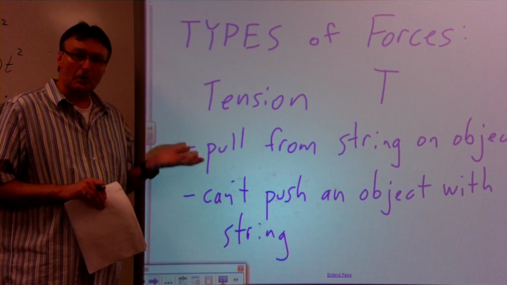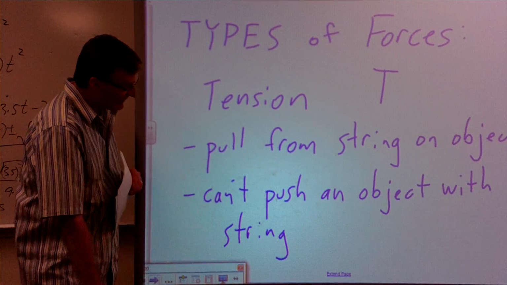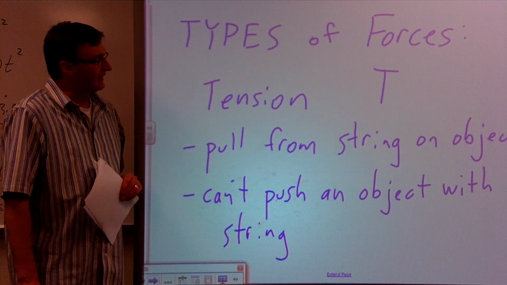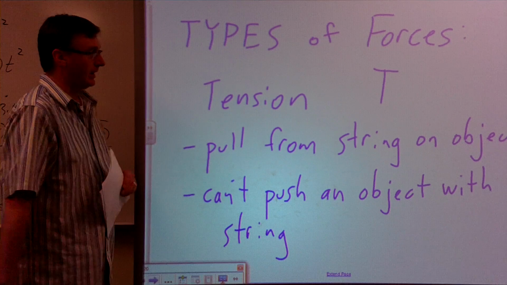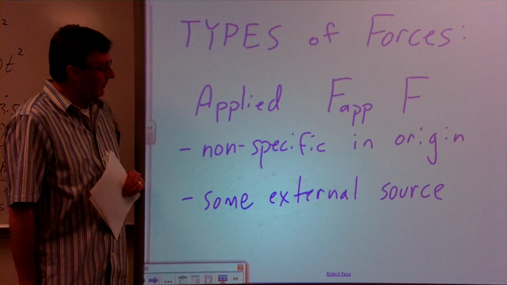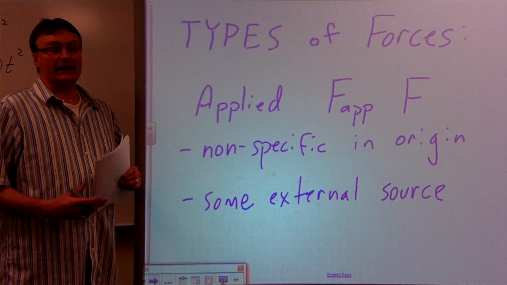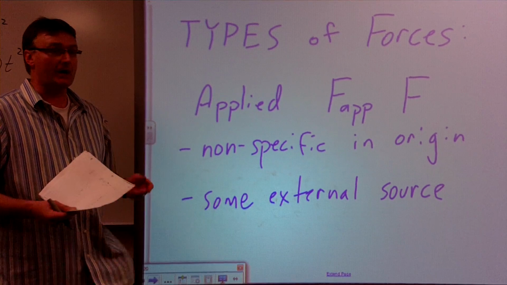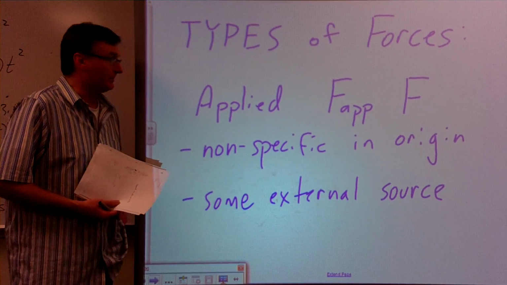We also have tension forces that we'll be looking at, and this is mostly from a pull from a string or a rope that's attached to an object. Remember, you can't push an object with a string or a rope. And so a tension force, generally speaking, will be a pull on an object through a string or a rope. We also will be looking at what we call applied forces, and this is just some kind of external force that's applied to an object, usually from a person. You're pushing on something. So we refer to that as an applied force.